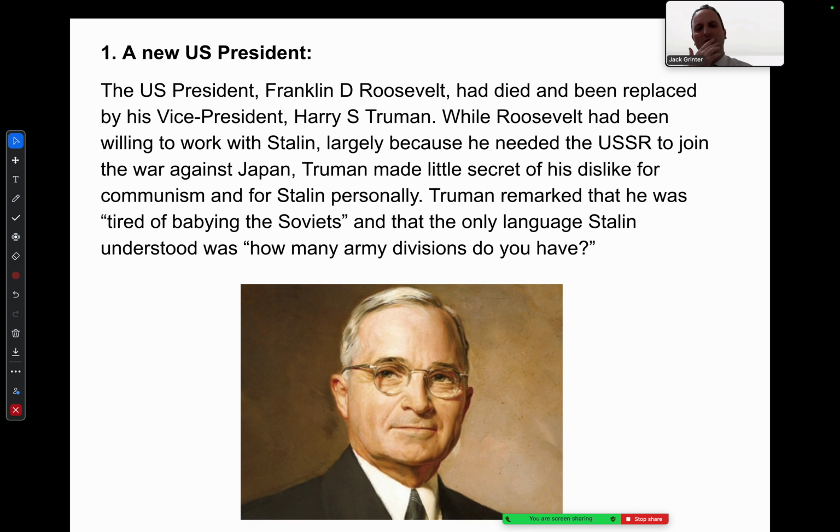But it didn't necessarily work. So with the new president, Harry Truman, he didn't like communism. I said before, he had a get tough approach to Stalin and the Soviet Union. He once remarked that he was tired of babying the Soviets, and that the only language Stalin understood was, how many army divisions do you have? Okay, so the relationship clearly wasn't going to be a strong one with Truman's background.